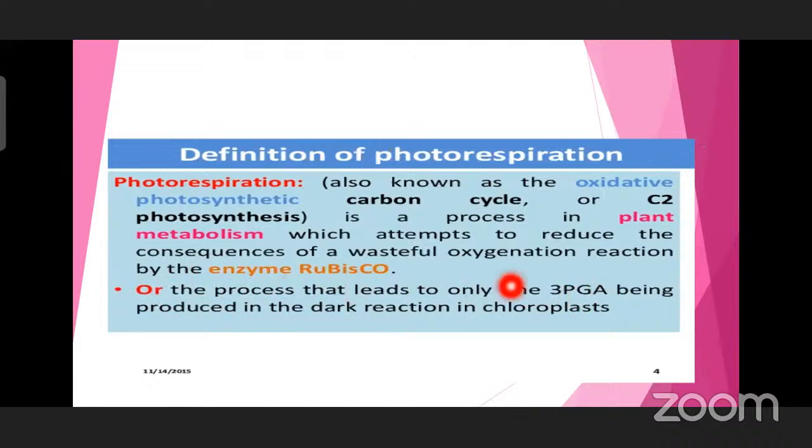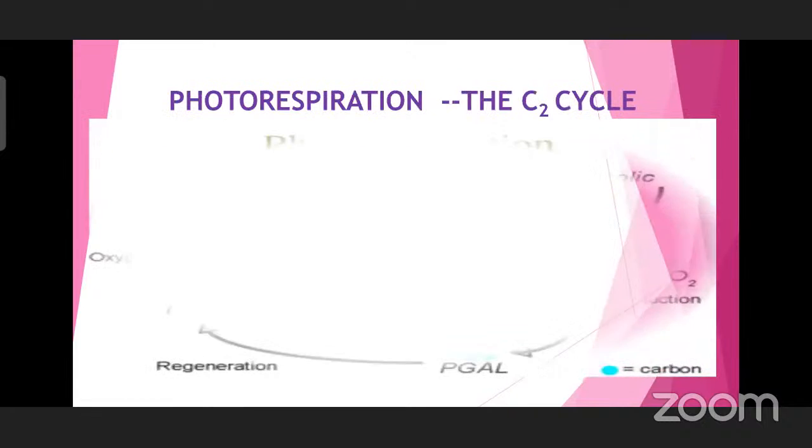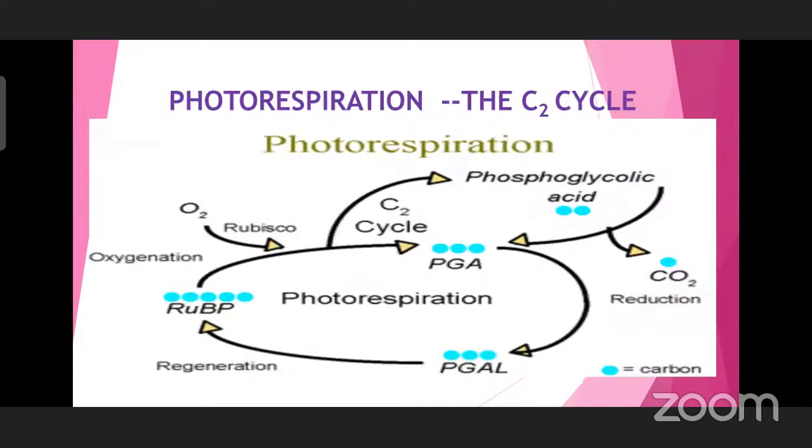So here simply we can say only one 3-PGA, phosphoglyceric acid, is going to form, only one, and the other one is 2-carbon compound phosphoglycolate. So this is photorespiration. Now let us see in this picture and understand how photorespiration takes place.